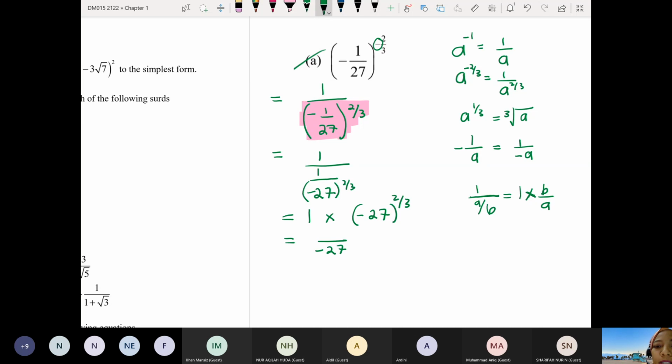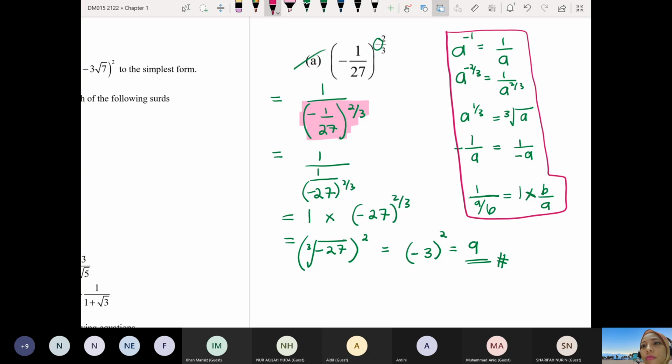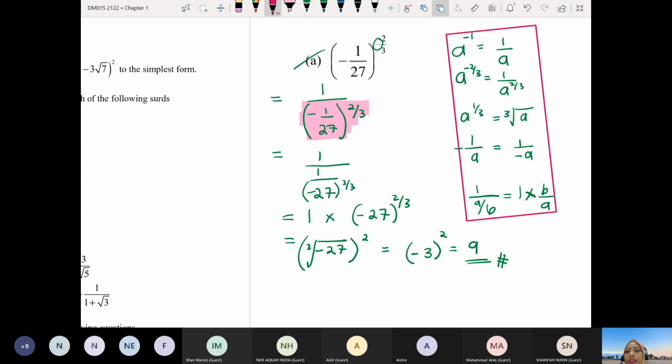So jadi yang ini you cube root dulu. And then later on you square. So you dapatlah cube root of negative 27. Dapat apa? Negative 3. Betul? Betul. Okay. So negative 3 to the power of 2 you get 9. Okay. So ini adalah nota sahaja. Ini adalah nota. Alamak, sengit pula. Okay. So the jalan kerja, the working adalah ini.